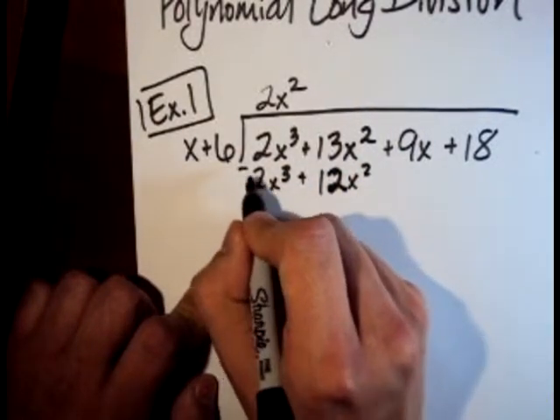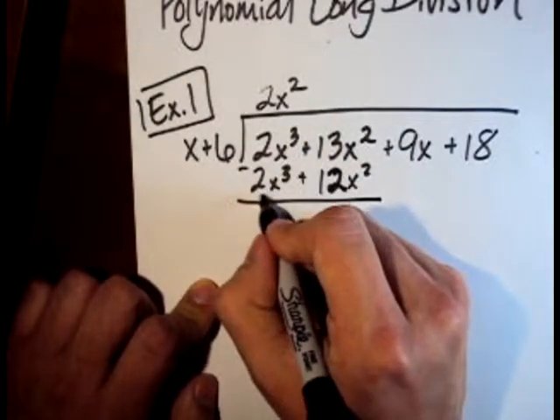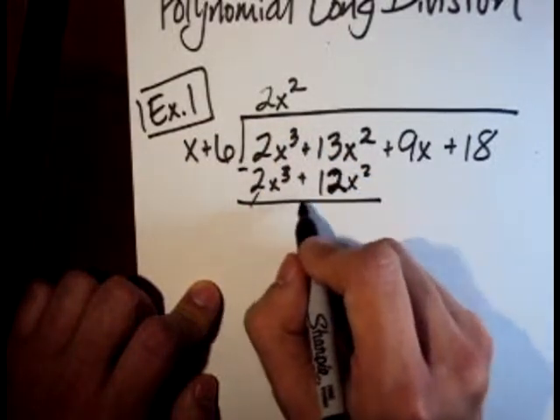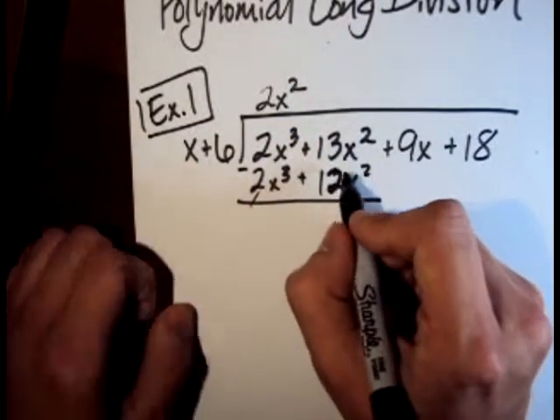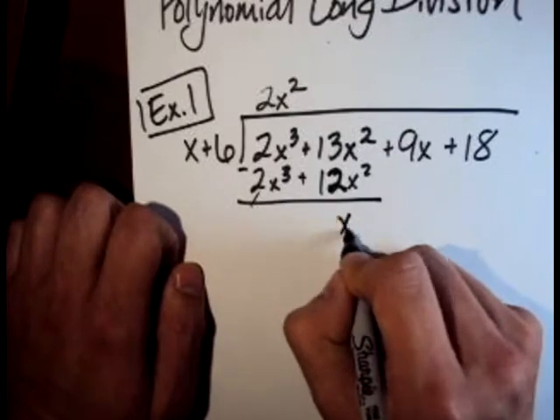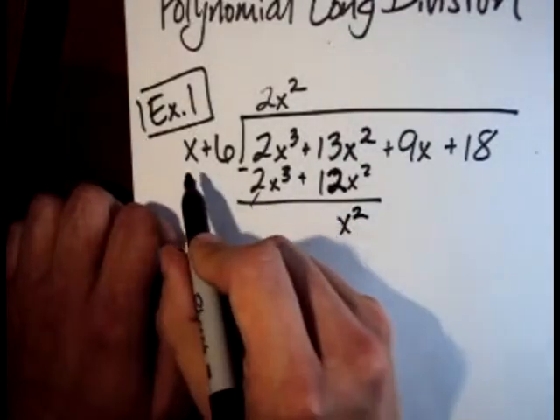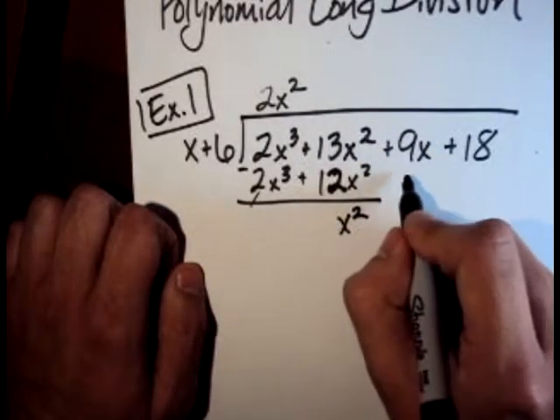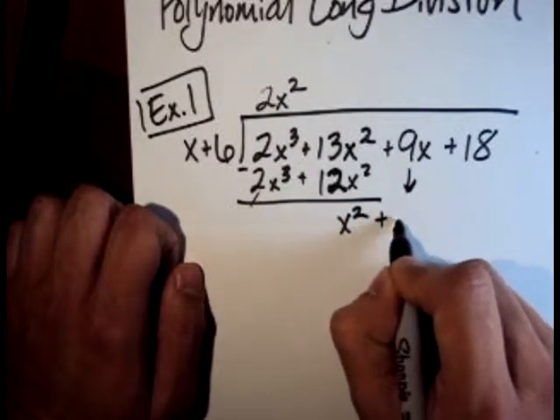So what we're going to do is we're going to subtract. So this is gone. This cancels out. So what we're left with is 13 minus 12. So we have x squared. And we're going to bring down the 9x. So plus 9x.